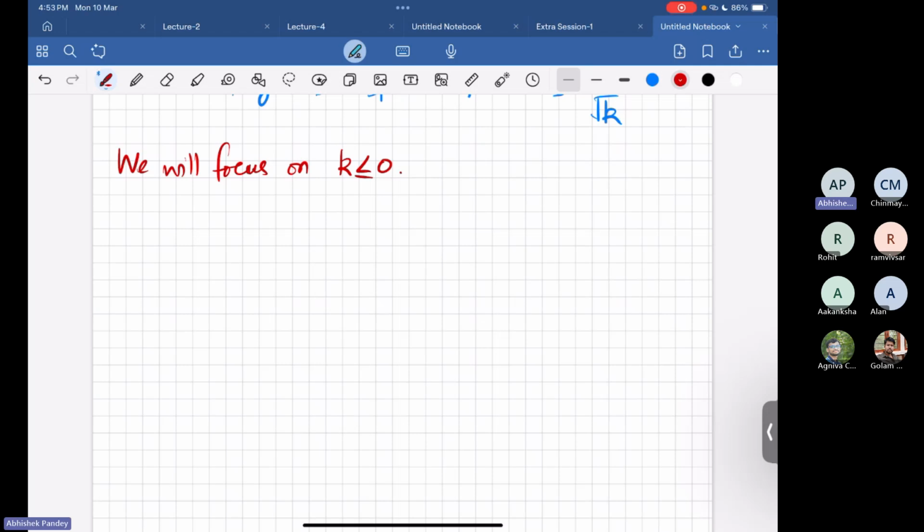Okay, so here will be our definition. This will be CAT(k) spaces.